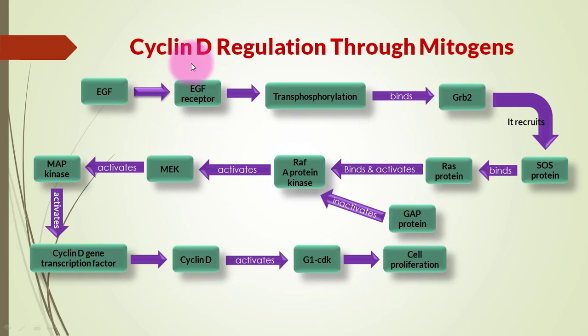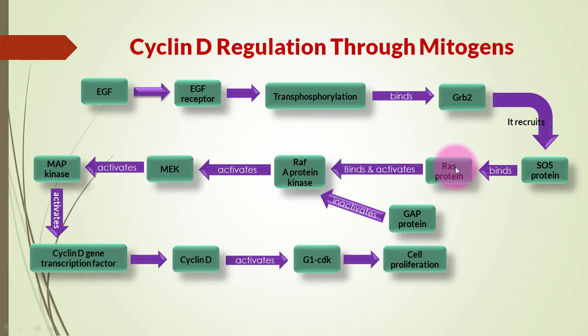So binding of the epidermal growth factor to the receptor will lead to transphosphorylation. Transphosphorylation will help in the binding of the GRB2 protein to the receptor in the cytoplasmic domain, and this bound GRB2 protein will be bound by another protein. It will recruit an SOS protein. This SOS protein activates a GTP binding protein. This SOS protein will activate a protein called RAS protein. RAS protein is a GTP binding protein.